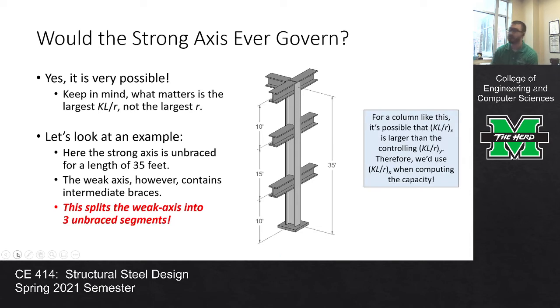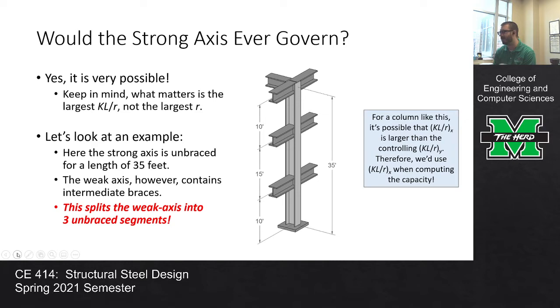The question is: would the strong axis ever govern? And the short answer is absolutely yes, it could, because I don't really care about the bigger R values. I care about the biggest KL over R values. I don't really care about the individual R values very much. I want to find the worst case slenderness value.